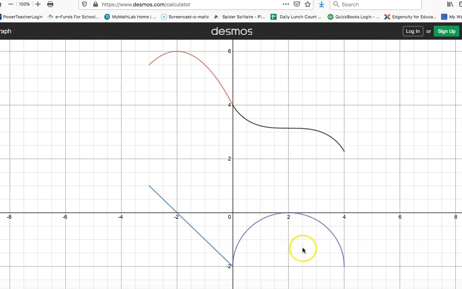So hopefully that helps you understand the meanings of these graphs, the meaning of the first derivative and the second derivative.